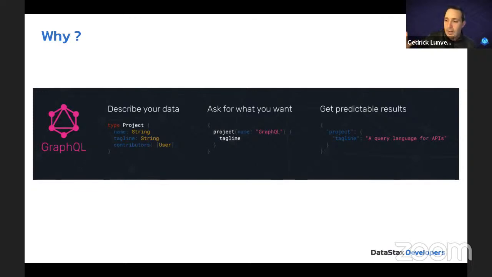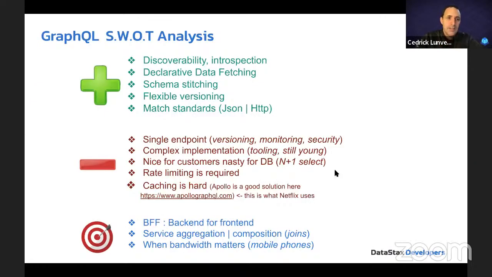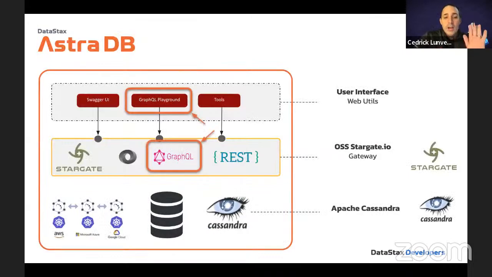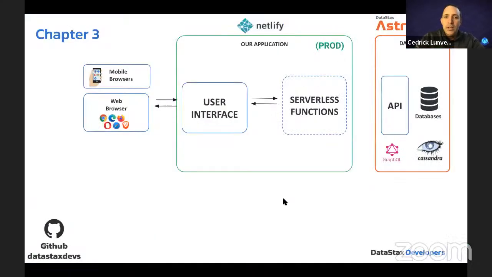So very good for any front-end or mobile apps, right? You want to reduce the payload because sometimes the bandwidth is not as good as you expect. Here, I don't want to read the slide, but GraphQL is kind of a sweet spot for the Netflix we want to do. So to build that, we will use GraphQL and a web UI shipped with GraphQL, also available in Astra. Pretty cool, right? So let's have a look.